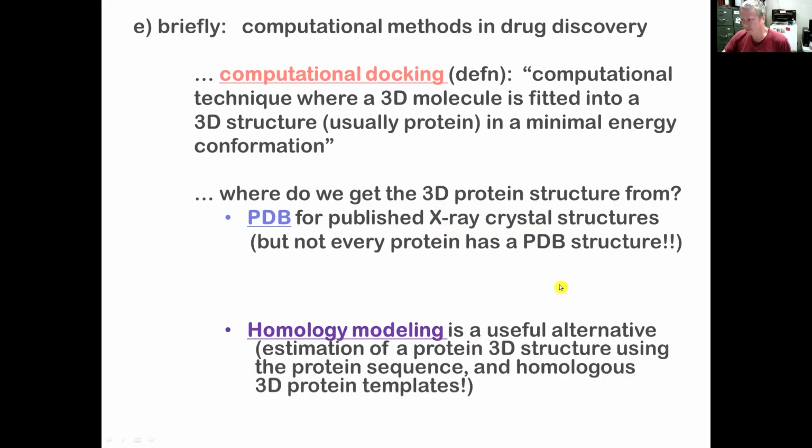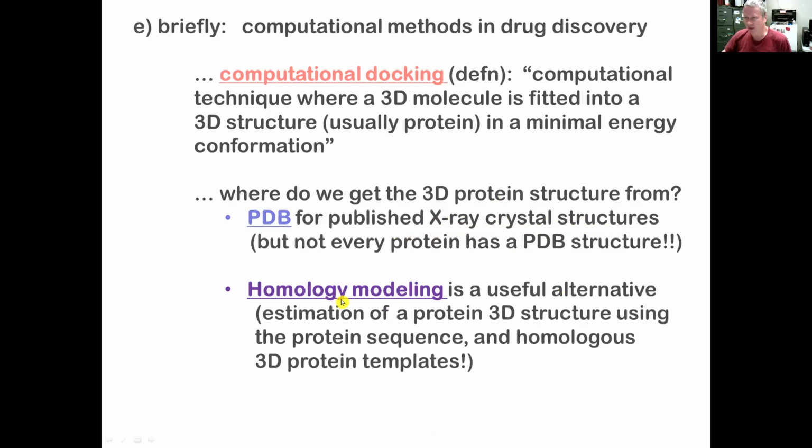Okay. So then there's this concept of homology modeling. It's a useful alternative to estimate a 3D structure of a protein using the protein sequence and homologous 3D protein templates. That's a mouthful. What does that mean? Have you seen this? I ask students all the time and I get various answers. Like, have you heard of homology modeling? It's a pretty cool technique. And I think oftentimes I'm the first person that introduces people to this idea.